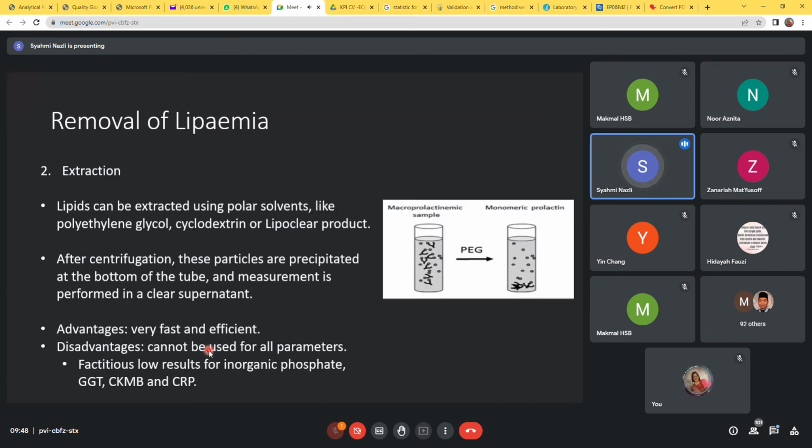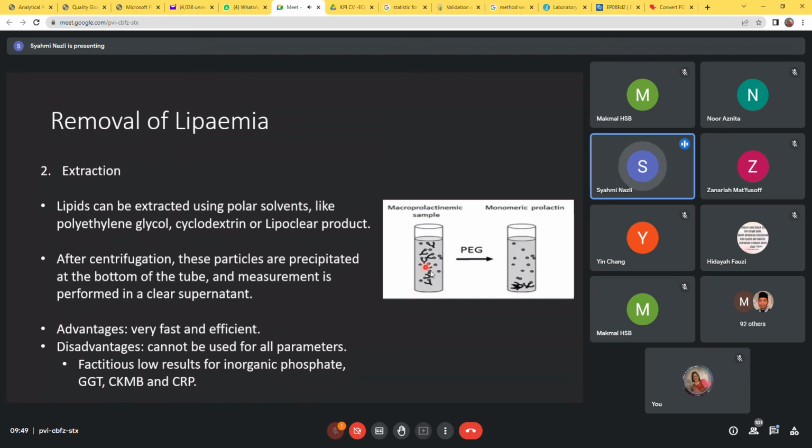So the next step you can use is extraction. Lipids can be extracted using polar solvents like polyethylene glycol, PEG precipitation. Cyclodextrin is also used, in a product called LipoClear. So we just combine this extraction product with the samples, and then we centrifuge the samples. The particles will be precipitated at the bottom of the tube, and measurement is performed in the clear supernatant.